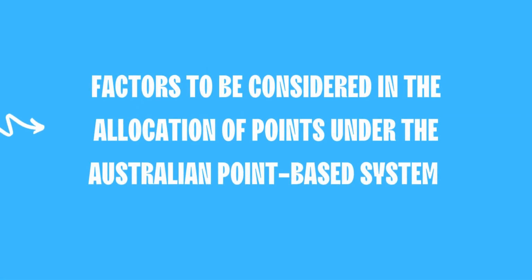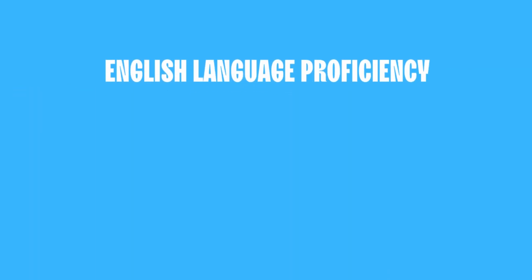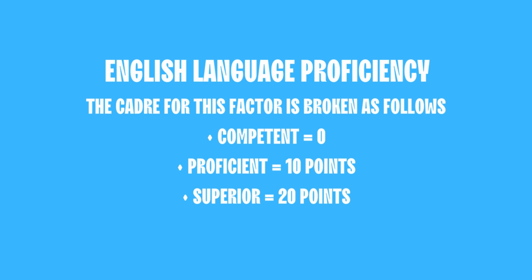What next to be discussed are the factors considered under the point system in allocation of points to applicants. The first factor is age. Candidates within the age of 18 to 44 get points, while candidates above 44 don't get any point under this factor. You can see the breakdown for the cadre of ages on your screen. The second factor to be discussed is English language proficiency, and the points awarded to each cadre is displayed on your screen. For competent, 0, proficient, 10 points, superior, 20 points.